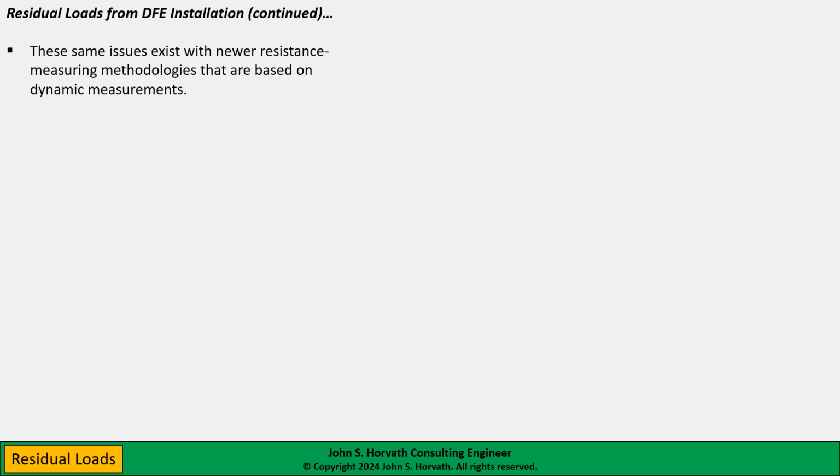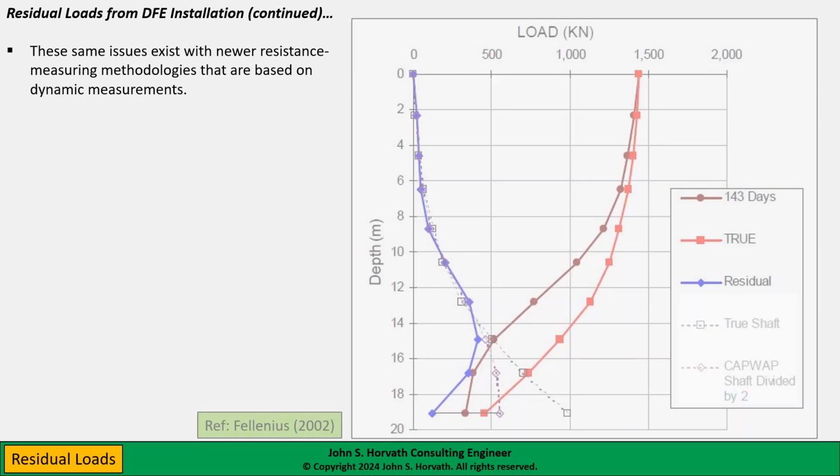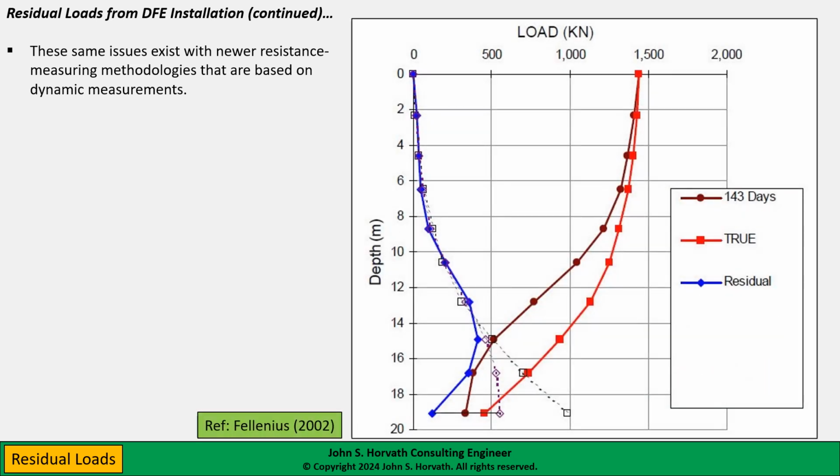Now, these same issues of a mismatch between shaft and toe resistance can exist with newer resistance measurement methodologies that are based on dynamic measurements. And this comes from yet another Fellenius paper, where he had a pile that was subjected to dynamic measurements and then interpreted using the CAPWAP methodology to give this distribution of shaft and toe resistance after driving.